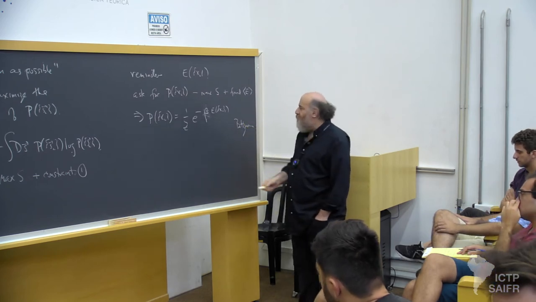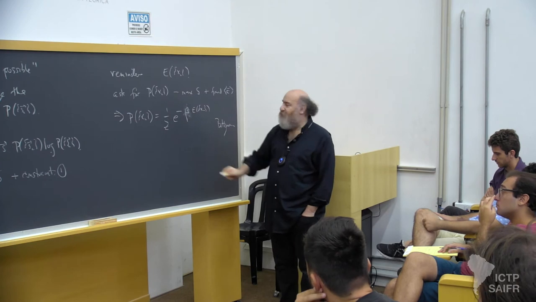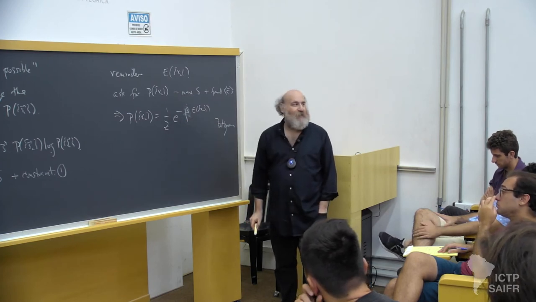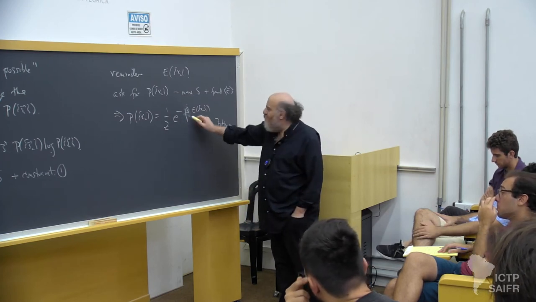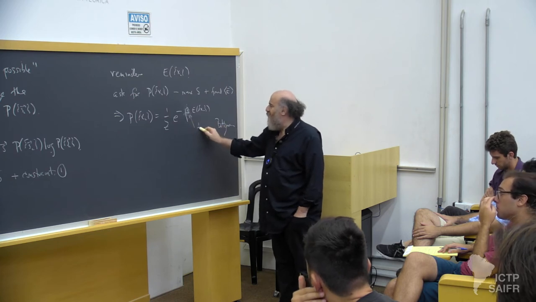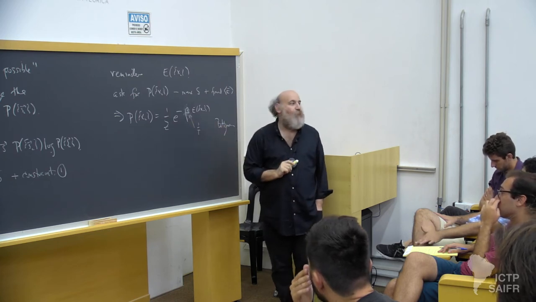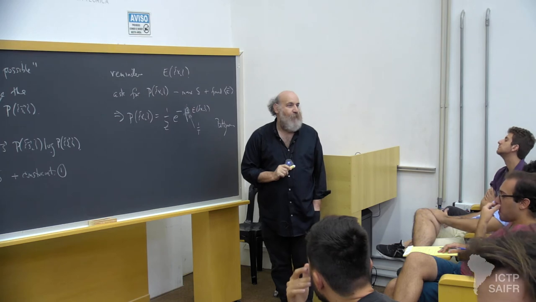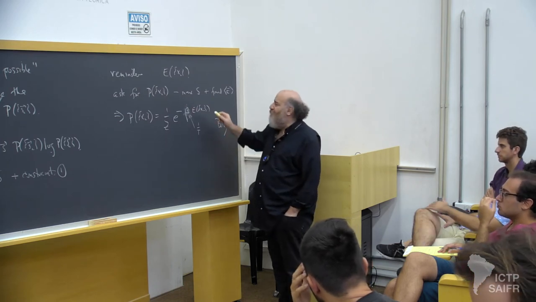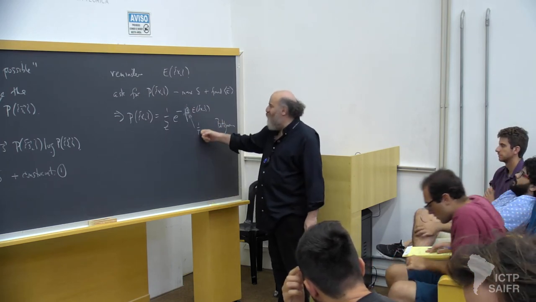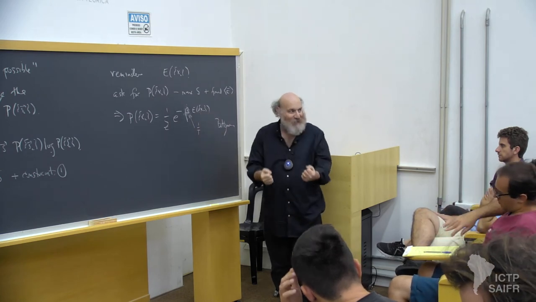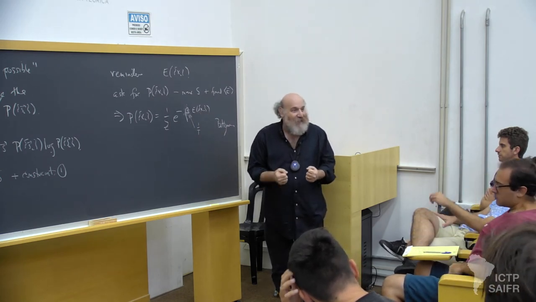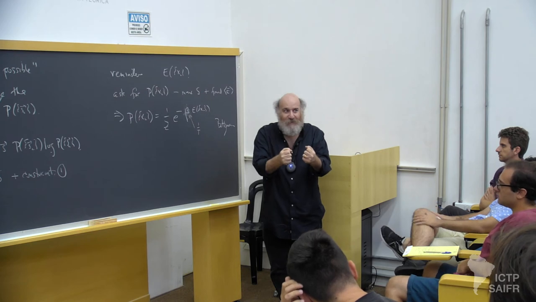And so e to the minus a constant times the energy, and then some factor out in front that gets the normalization right. And you may remember that this factor of beta has a meaning. It's 1 over the absolute temperature. But of course, the fact that this is a temperature and this is really the energy in the sense of mechanics, right? That's very important in statistical physics.